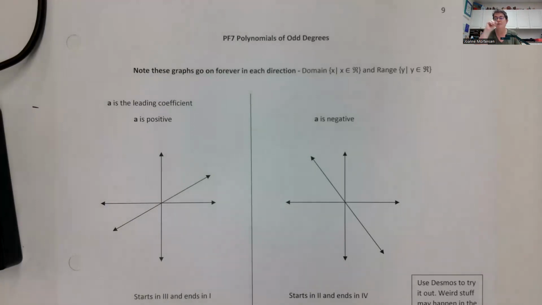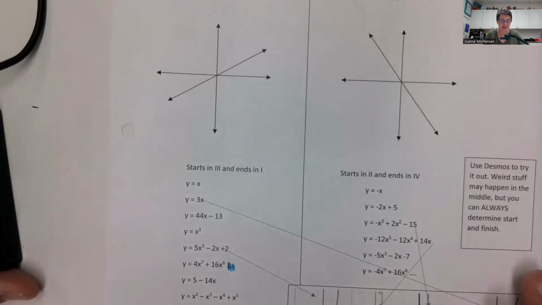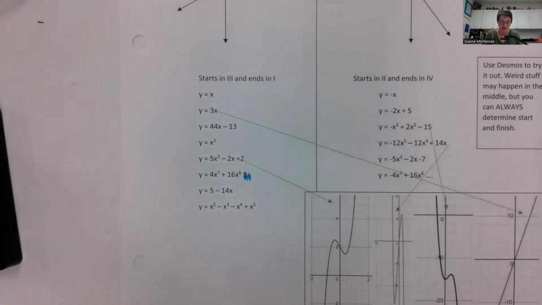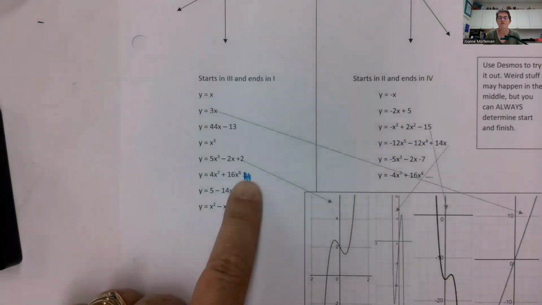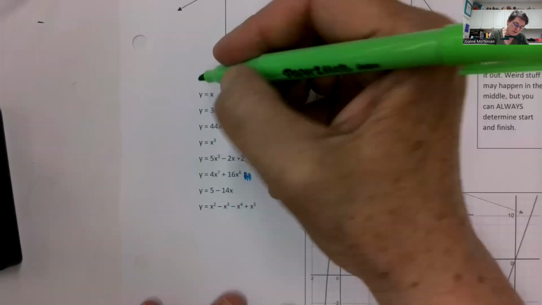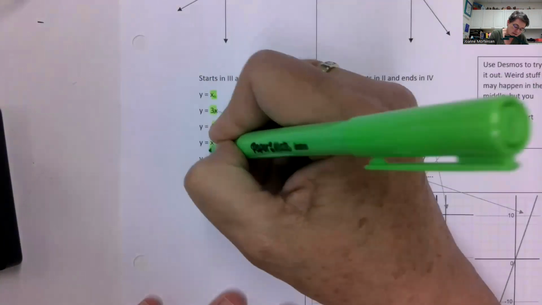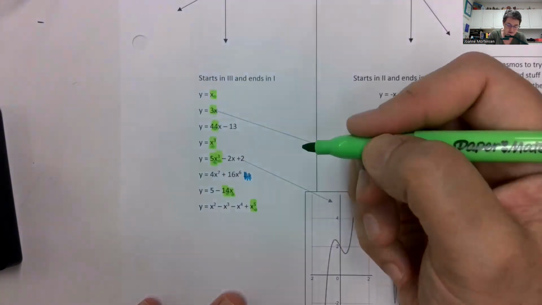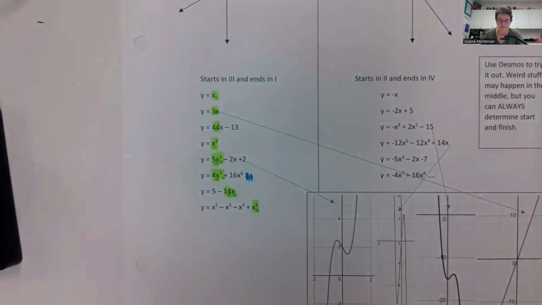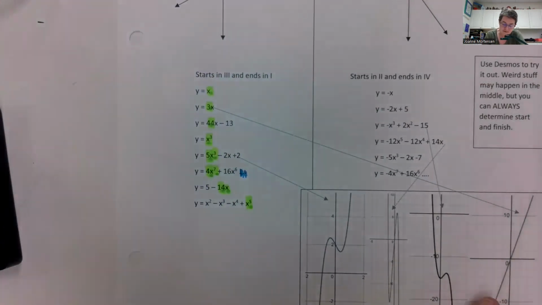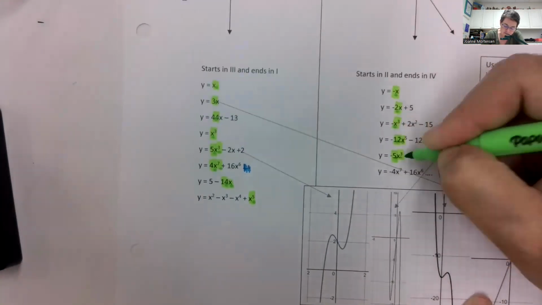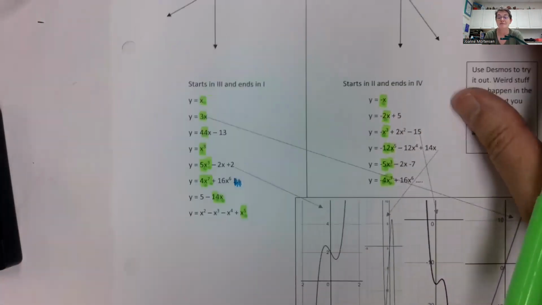If A is the leading coefficient, remember, we spent all that time doing leading coefficients. Let's skip down here for a sec, to this big list of things. I'm going to highlight my leading term because we just did that. There's one, there's one, and there's one. While I'm at it, I might as well do the other side. Negative, negative.